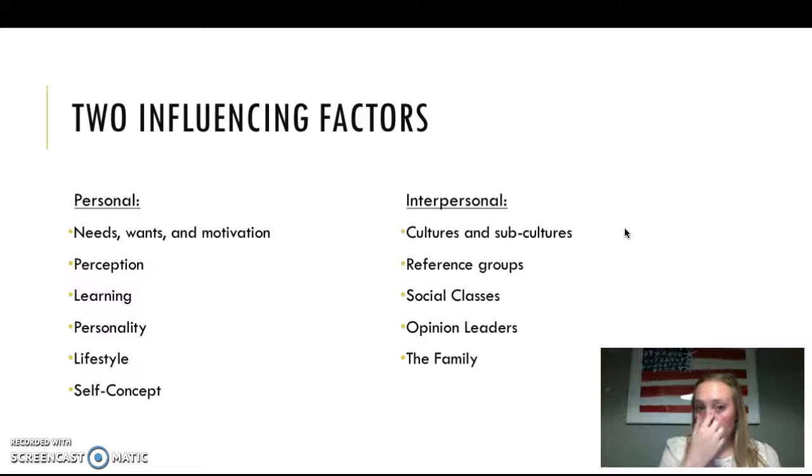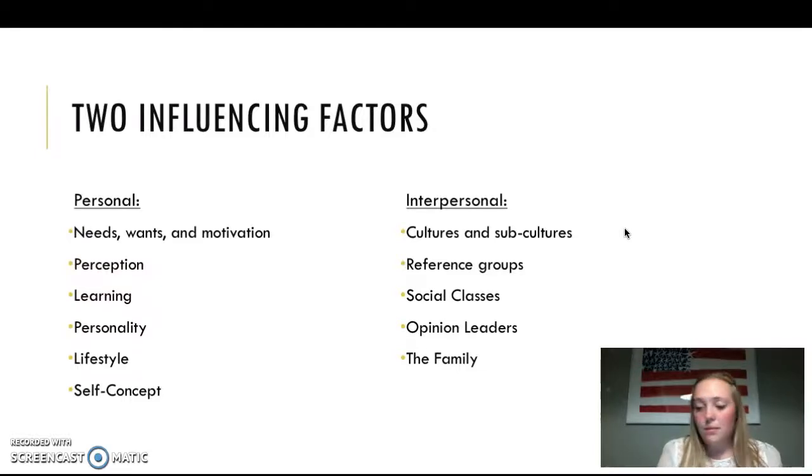There are actually two influencing factors within customer behavior. One of them is personal, which obviously relates to you yourself, and then there's also interpersonal, which is your relationships and how you communicate with other people. Within personal are your needs, your wants, your motivations, pretty self-explanatory. Perception is when an ad appeals to your 5 senses.